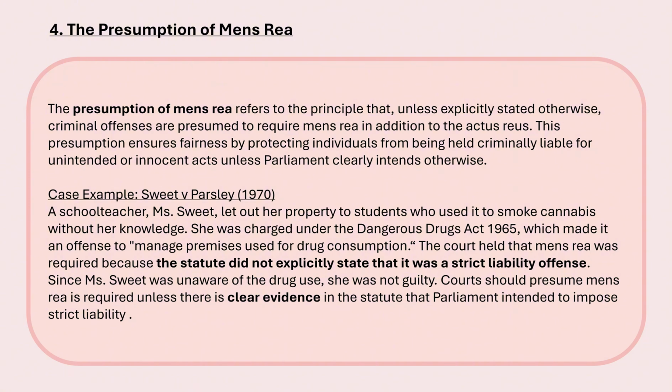In this case, a schoolteacher, Miss Sweet, let out her property to students who used it to smoke cannabis without her knowledge. She was charged under the Dangerous Drugs Act 1965, which made it an offence to manage premises used for drug consumption. The court held that mens rea was required because the statute did not explicitly state that it was a strict liability offence. Since Miss Sweet was unaware of the drug use, she was not guilty. Courts should presume mens rea is required unless there is clear evidence in the statute that Parliament intended to impose strict liability.